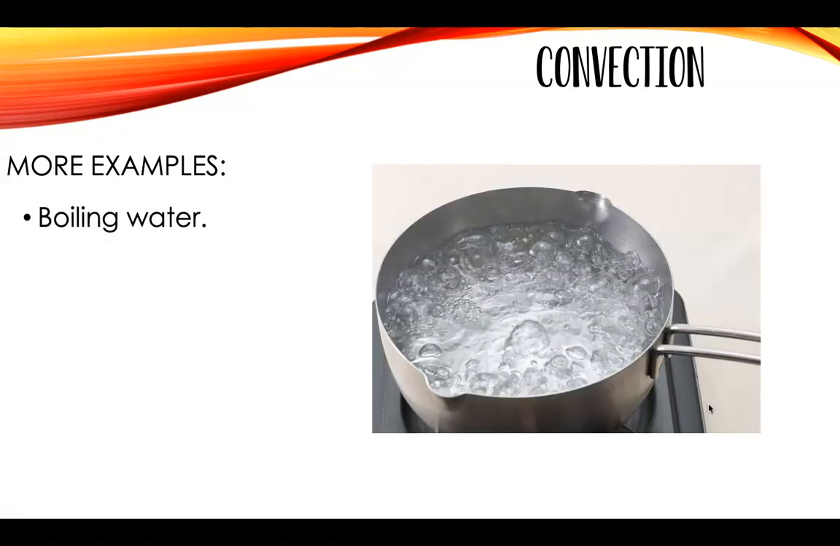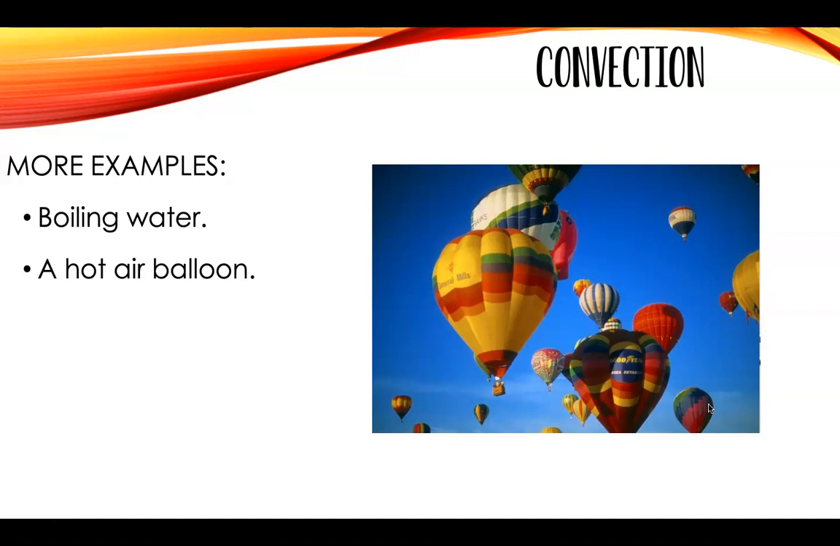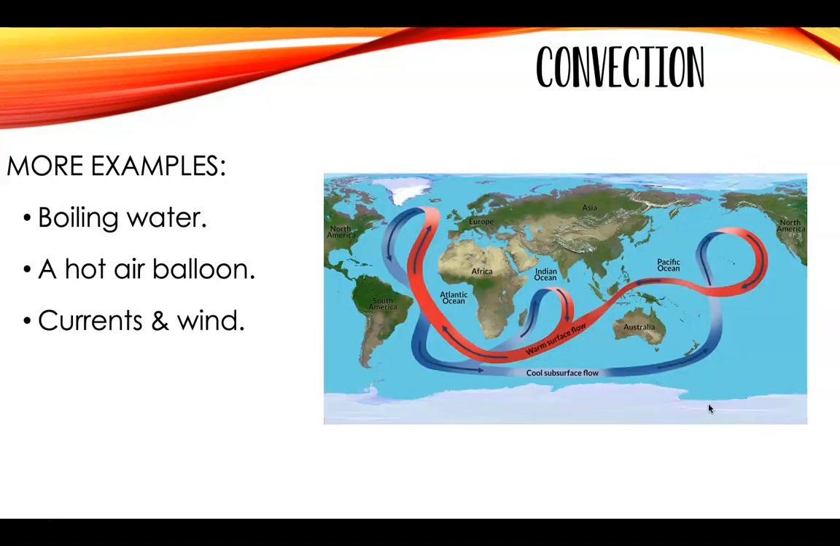More examples of convection would be boiling water and a hot air balloon. So there's an actual burner that heats air that controls how high the balloon rises because that air is caught in the balloon itself. So as you let the air cool, the balloon sinks back to the ground. As you heat the air up, the balloon rises.